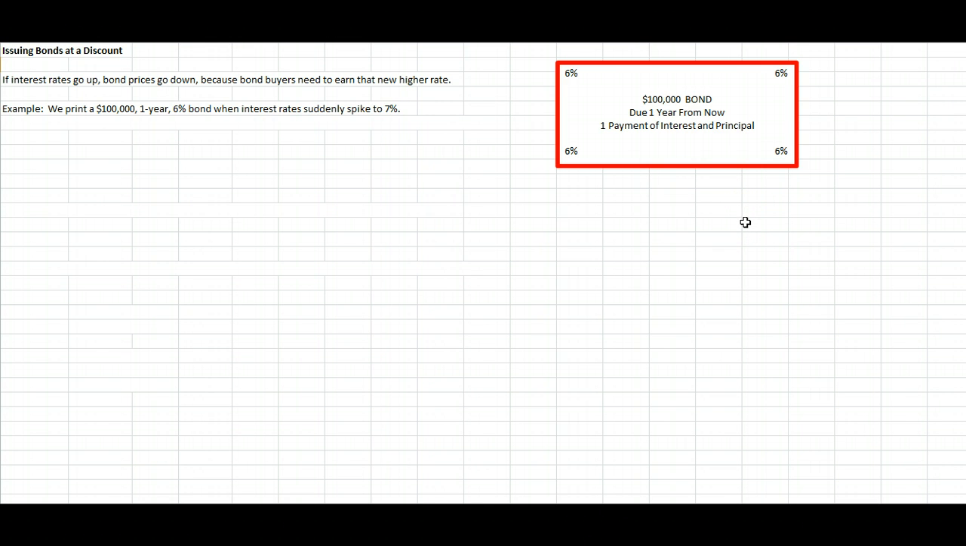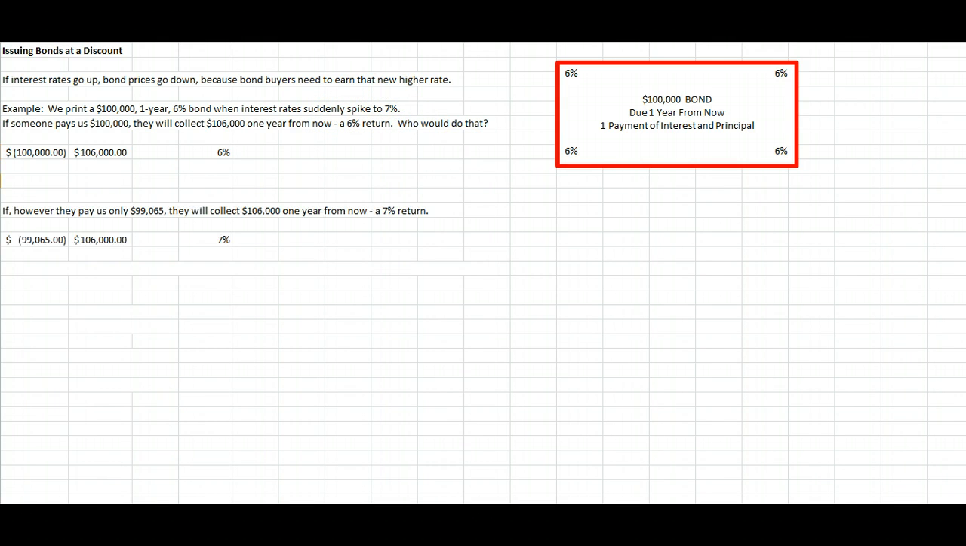But before we can sell the bond, interest rates spike up 100 basis points to 7%. We're going to have to sell those bonds at a discount to get them sold. I mean, if somebody paid us $100,000 today and received $106,000 a year from now, we can use Excel's IRR calculation, internal rate of return, to confirm that that represents a 6% return. Who would want a 6% return when the market rate is 7%?